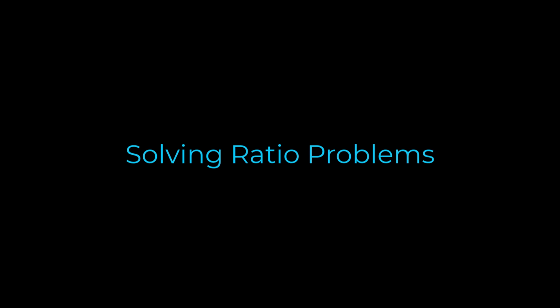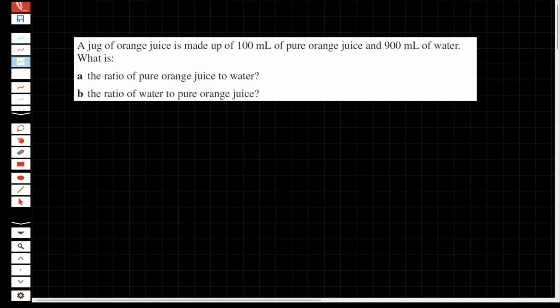In this video we're going to be solving ratio problems. So here is the first problem we're going to solve. We have some juice, 100 ml of pure juice and 900 ml of water. Part A says, what is the ratio of pure juice to water?